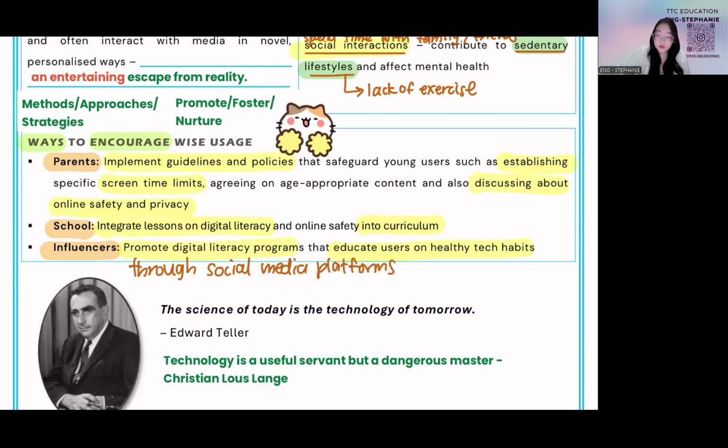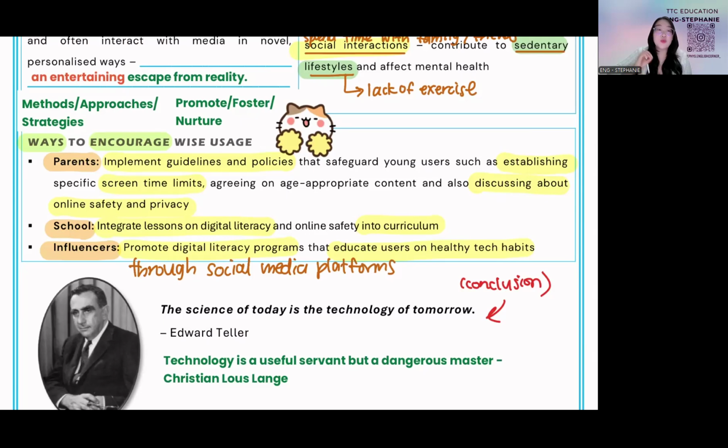Okay. So there are two proverbs or quotes that I would like to let you know that are very useful for your conclusion part. I've written here. Okay, conclusion. So the first one is by Edward Teller. Edward Teller is actually a Hungarian American scientist, famous for his work in nuclear physics in the US. And the quote that he has mentioned before is: the science of today is the technology of tomorrow.